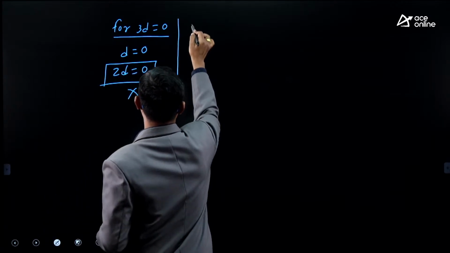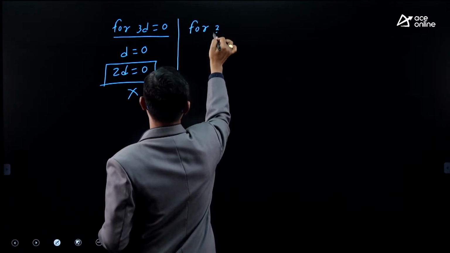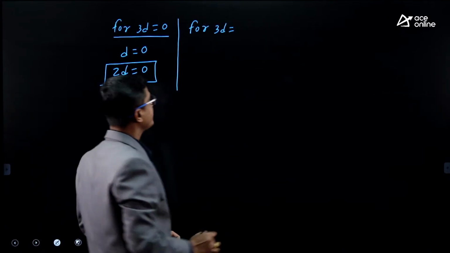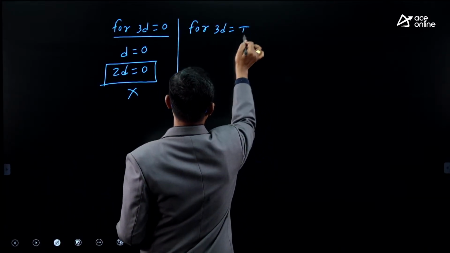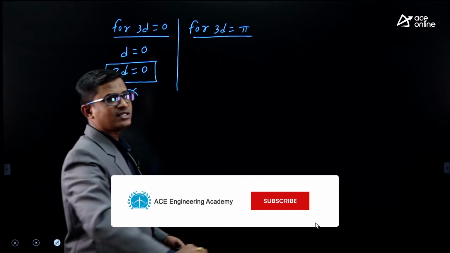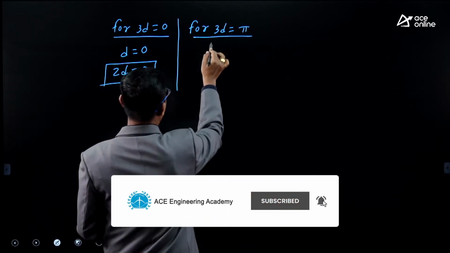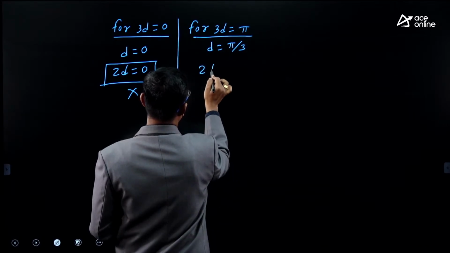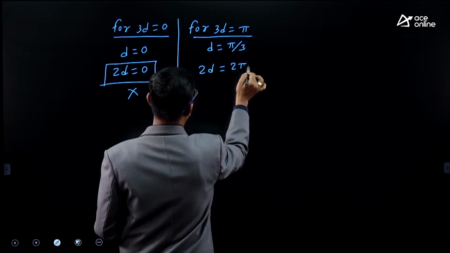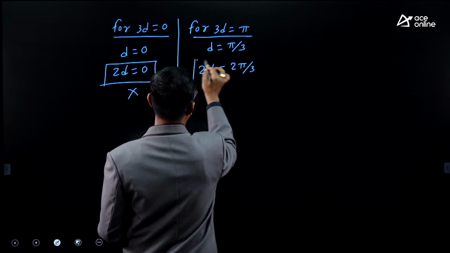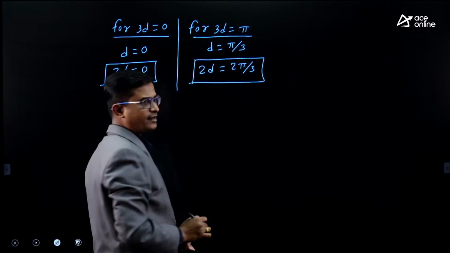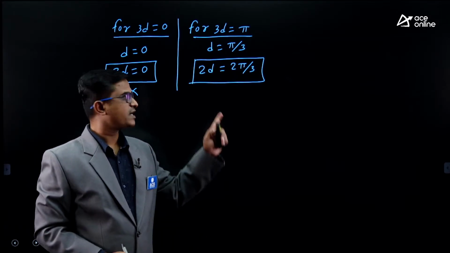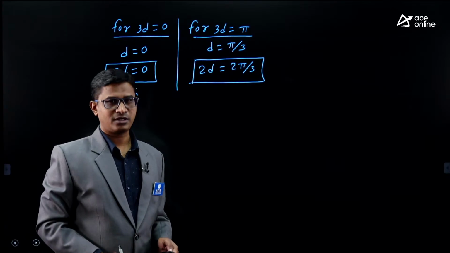Next, let us check for 3D equal to, second is pi, na? 3D equal to pi. So if 3D is equal to pi, what is the D? D is equal to pi by 3. So what is 2D? 2D is equal to 2 pi by 3, na? It is 2 pi by 3 radian. So 2 pi by 3 radian means 120 degree. Let us check whether it is an acceptable pulse width or not.